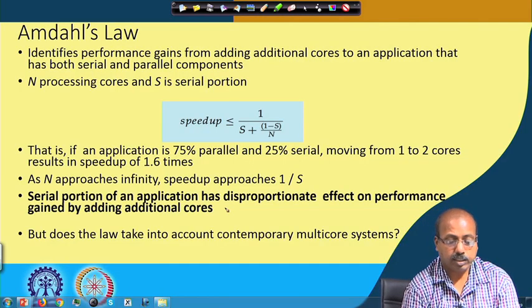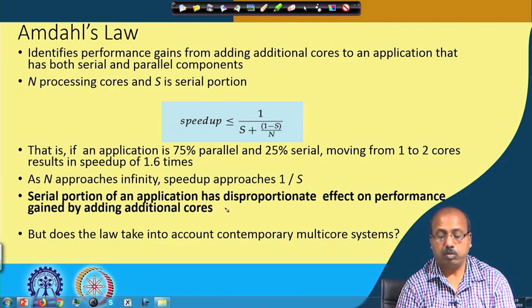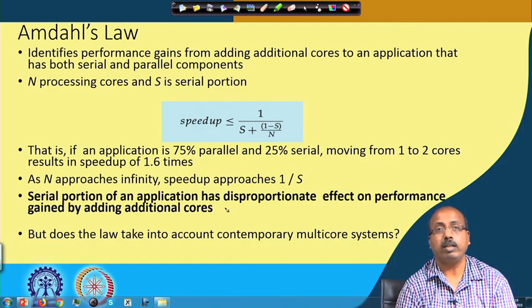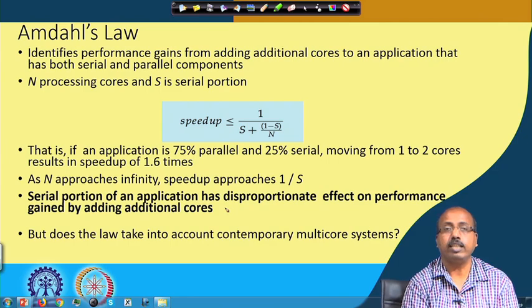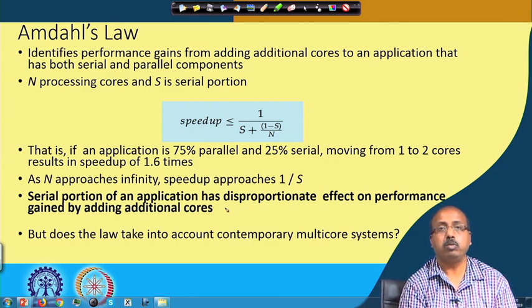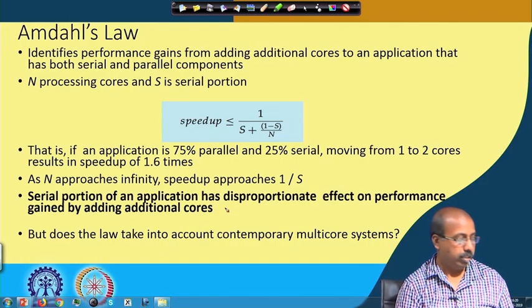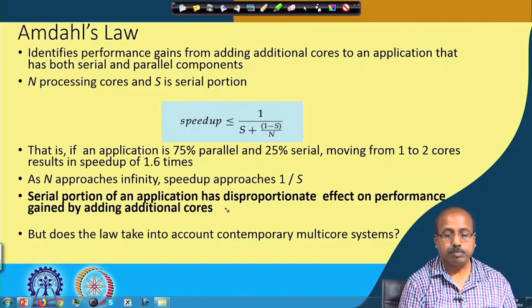So, how does this law take into account contemporary multi-core systems? Contemporary multi-core systems are much more complex. So, naturally this is a theoretical study, and it may not be able to give a true picture there, but it gives the theoretical upper limit on the degree of speed up that you can achieve.